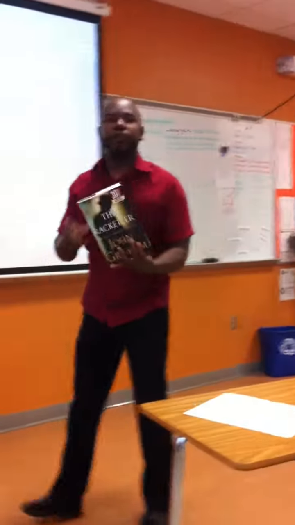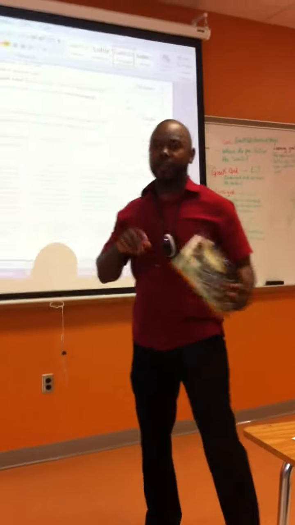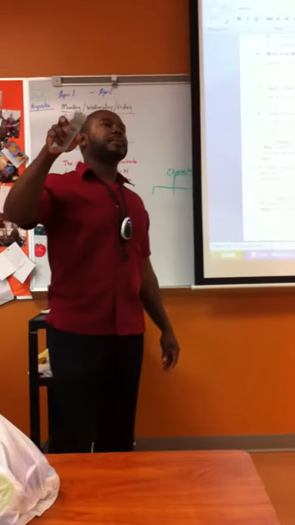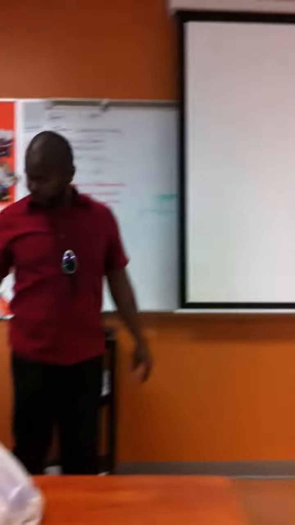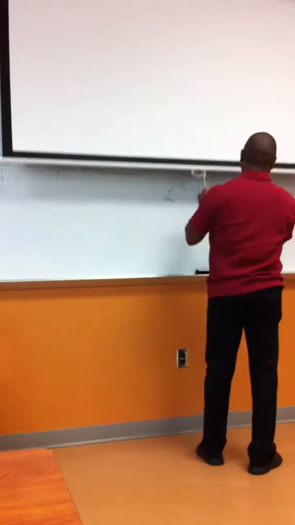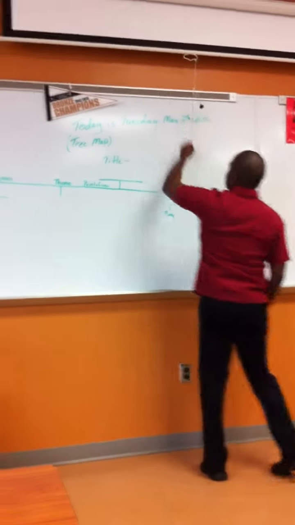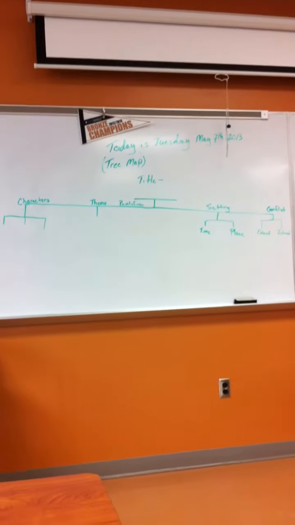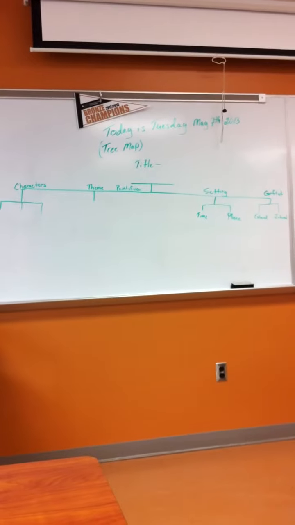Now, what we're going to do is we're going to take The Racketeer and walk through The Racketeer together, and we're going to do a thinking map together. Okay, let's start with the title of the book. Can someone in the room tell me the title of the book?